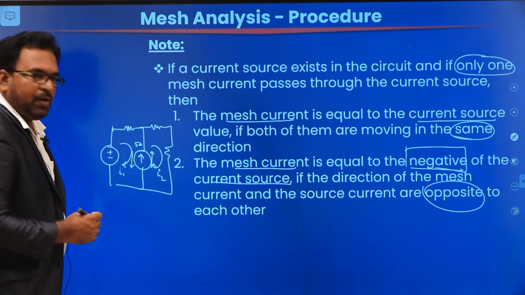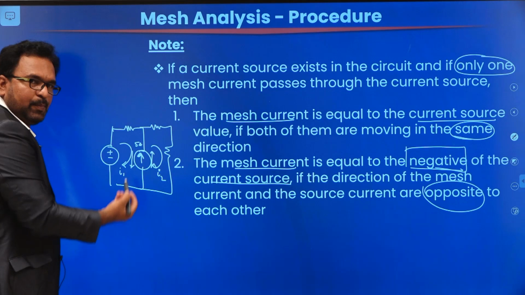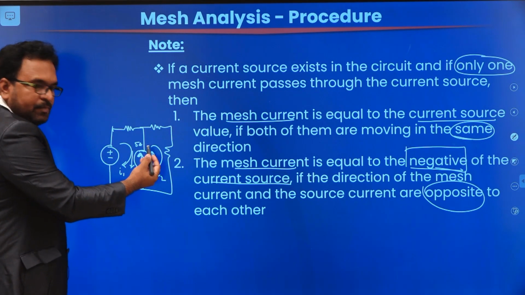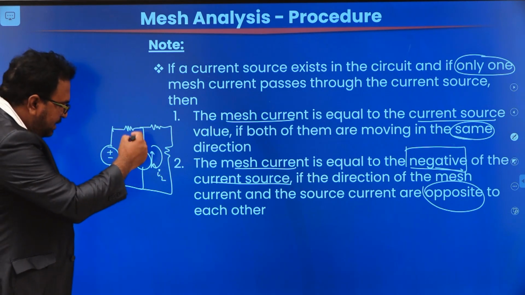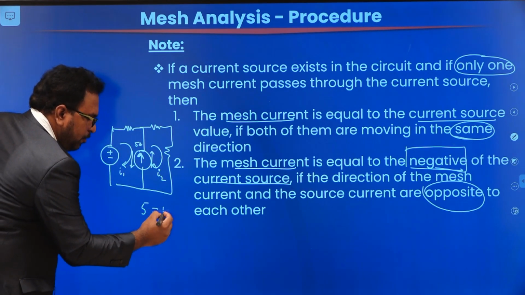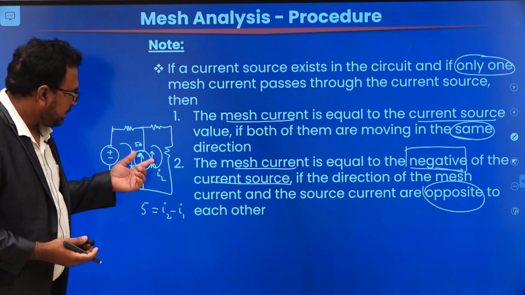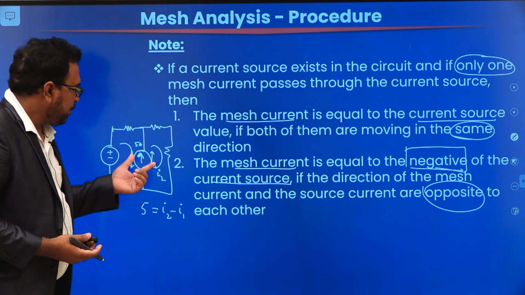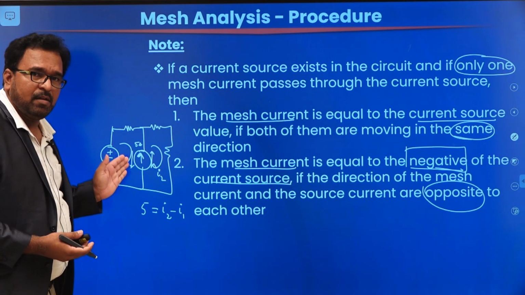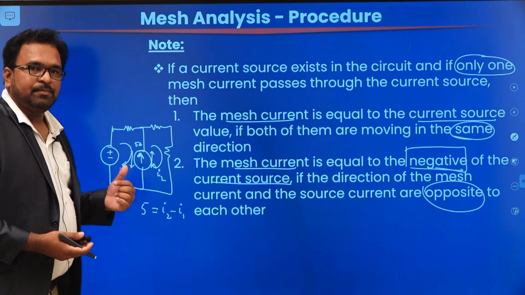For that purpose, you have to choose the direction of the current source. The direction of the current source is upwards. And what is the direction of I2? It is also upwards. But what about the direction of I1? It is downwards. That means this 5 amperes is equal to I2 minus I1. So the resultant current is I2 minus I1. That I2 minus I1 must be equal to 5 amperes. So when there are two mesh currents involved, you have to take the resultant value of those mesh currents.